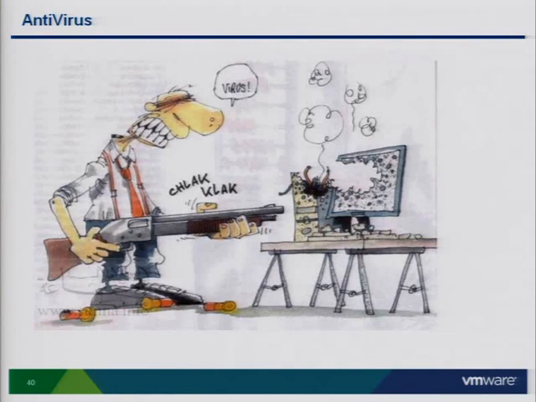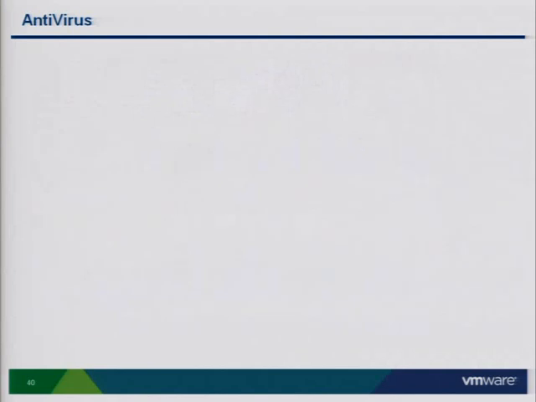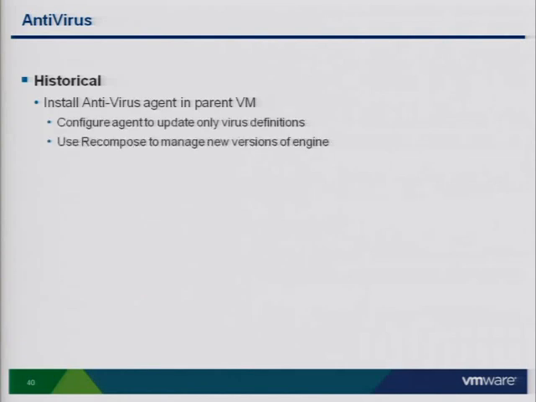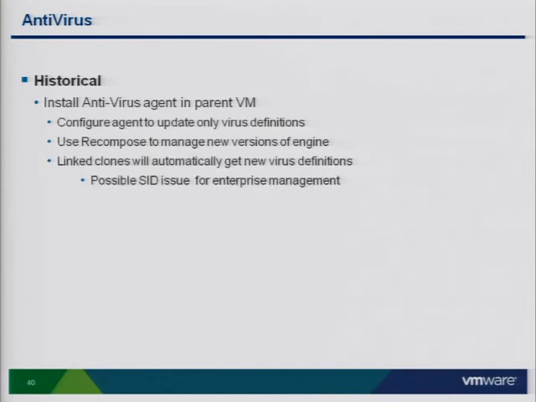Okay. So antivirus, right? Pre-vSphere 4.1, the way we'd handle antivirus is much like what Jim just talked about, right? I could put that antivirus agent in the parent image and set it up so that it would only pull down updated DAT files, but not the engine, right? And then if there was a new update for the actual engine, I would actually do a recompose in that situation, right? So there's issues with that. The other option here is to just not use antivirus.